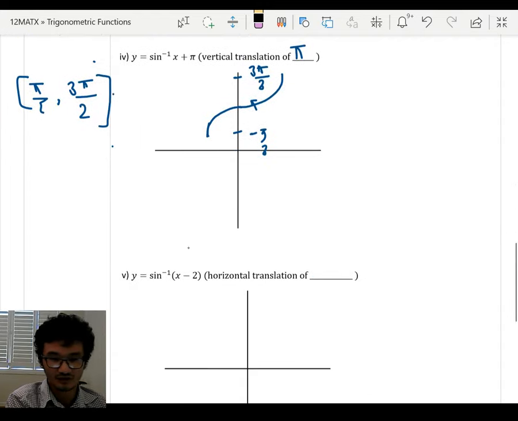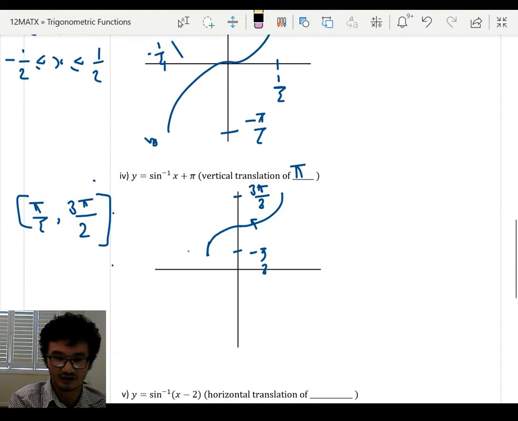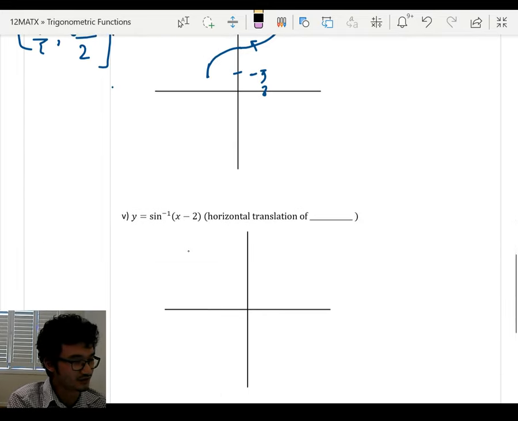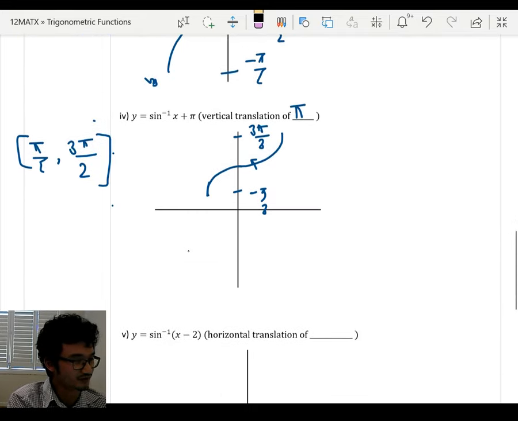Okay, shifting works, yes, I believe so. I can't think of any differences at the moment. So yeah, let's go with that for now.